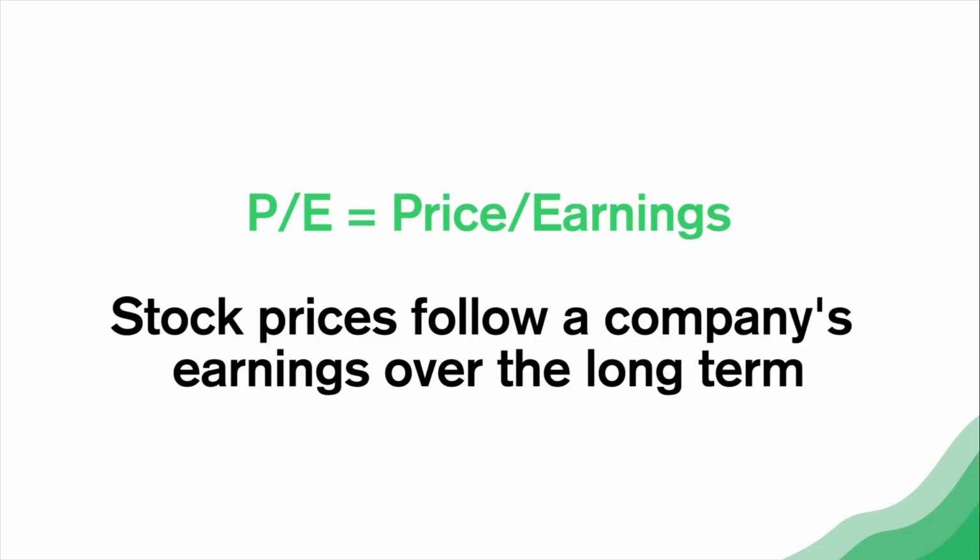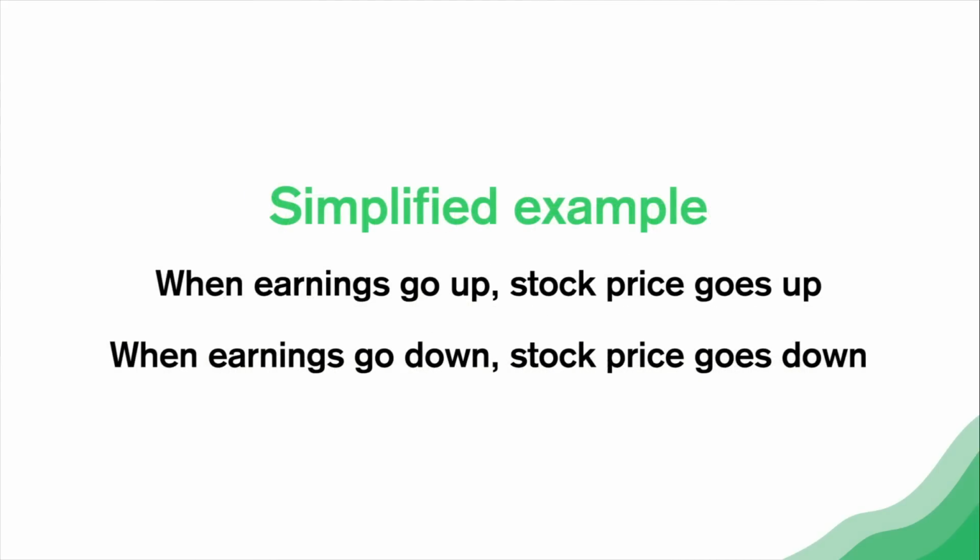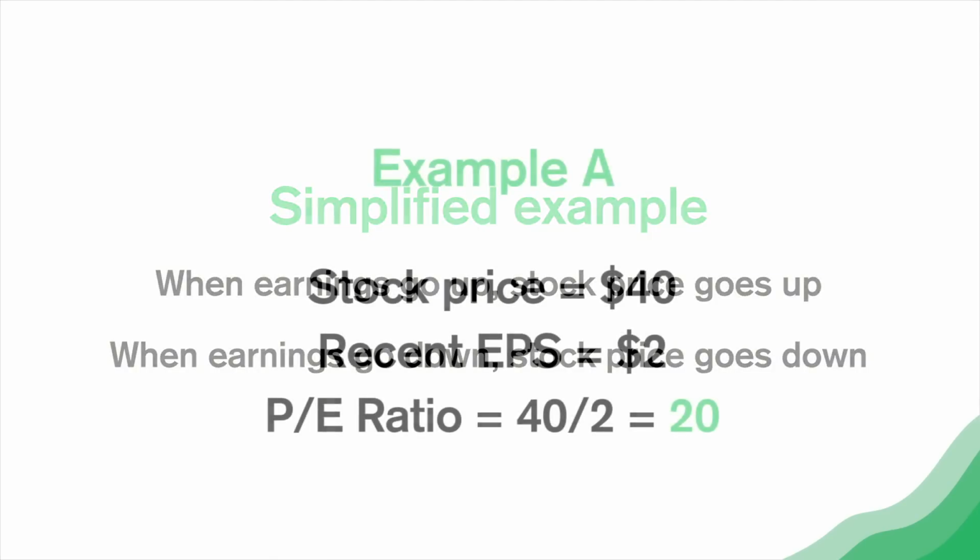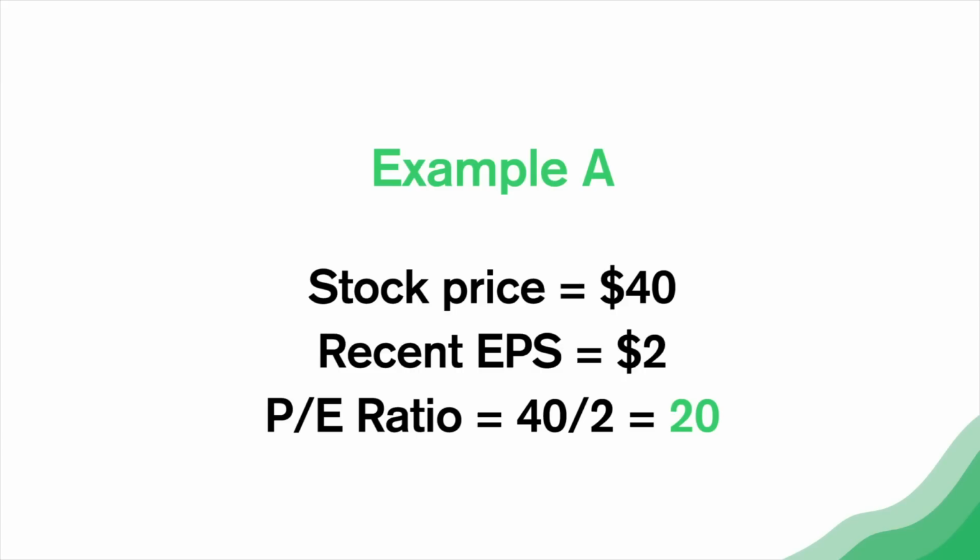And remember that a stock will always move in the direction of its earnings over time. When a company makes money, its stock price will eventually go up, and when a company loses money, its stock price will go down. That's how simple it really is. So if a company has a stock price of $40 and reports earnings per share of $2, it has a PE ratio of 20, which essentially means that if you buy the stock at the current price, you're prepared to pay for 20 times the recent trailing earnings.